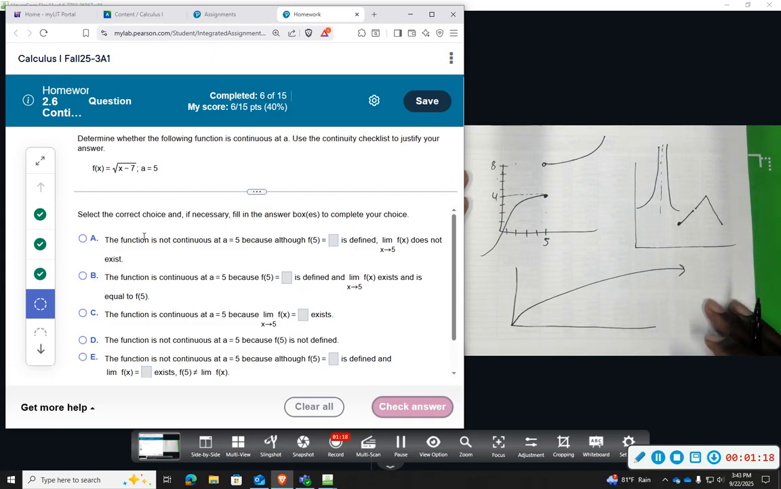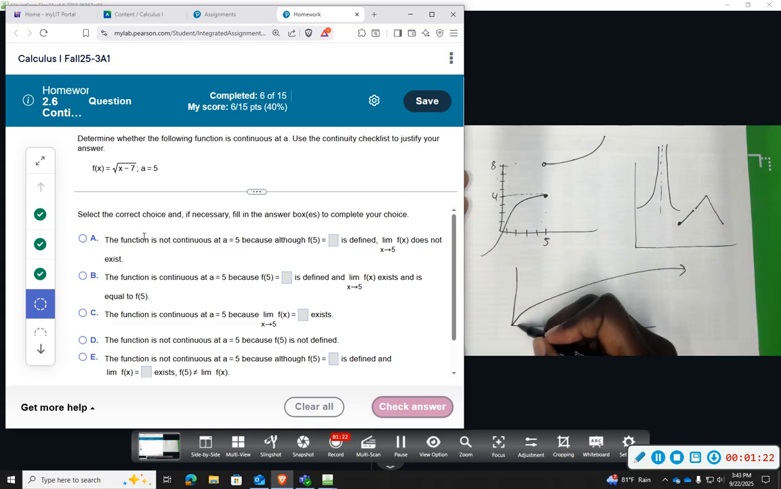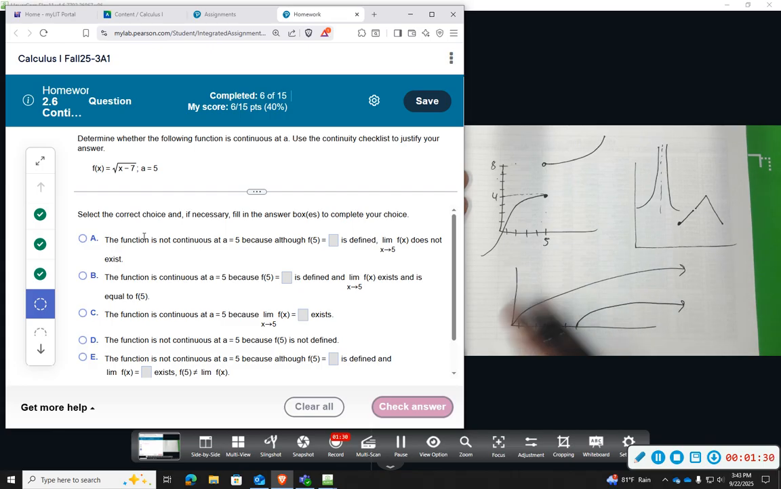Now the square root of x minus 7 is going to shift it right 7 units. So 1, 2, 3, 4, 5, 6, 7. So that means this graph starts at 7 and then goes this way. Same shape, just shifted over.